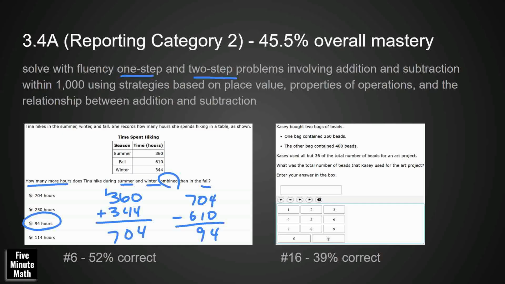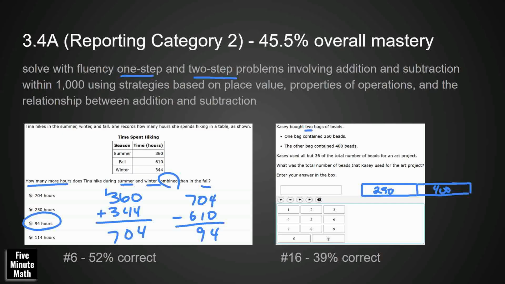That's a well-written problem. We did a little bit worse on number 16, and as you can tell, there's no A, B, C, or D to choose from. That always makes it more rigorous. So we've got 2 bags. One bag contained 250. All right, so I'm going to do this right here. There's my 250. Another bag contained 400. These are not proportional. I'll just put 400 right here. Casey used all but 36 of the total number of beads for an art project. So what is the total number of beads?